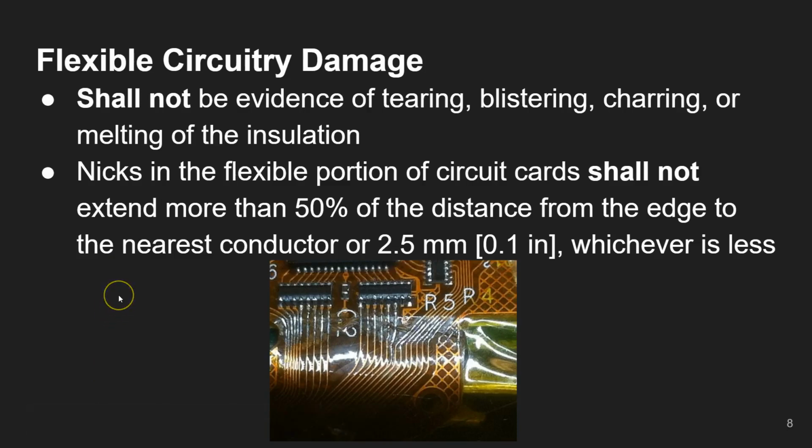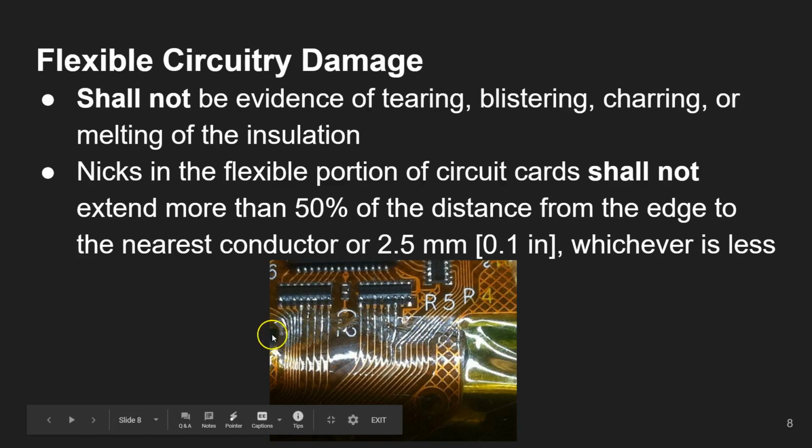And this slide talks about flexible circuitry damage. The example is provided here, and this is a flexible printed circuit board. You can see here, this is a damaged printed circuit board. These are not properly connected. So the functioning of this PCB will not be as per the requirement.